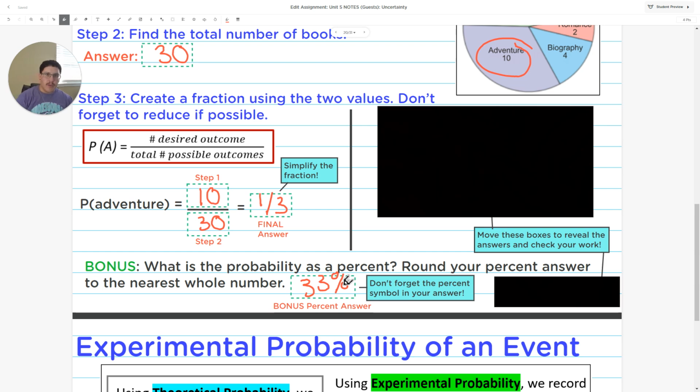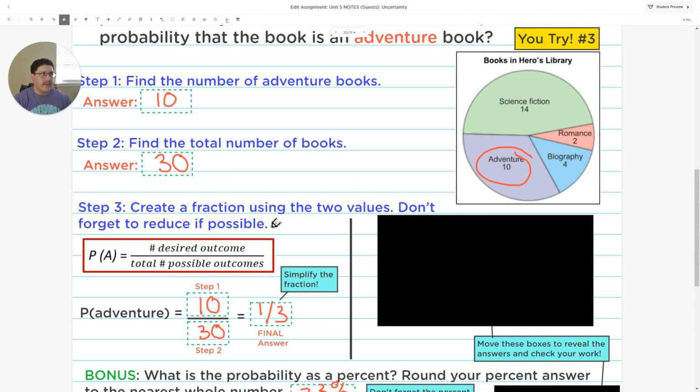That will be the probability that an adventure book gets chosen at random. And that's it for you try number 3.